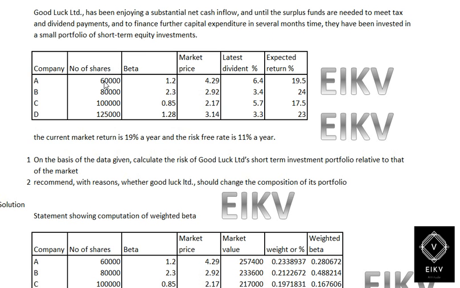So they have given the table containing the companies A, B, C, and D. Number of shares would be 60,000, 80,000, 1 lakh, and 1 lakh 25,000. Beta 1.2, 2.3, 0.8, and 1.28. Market price 4.9, 2.93, 2.17, and 3.17. Latest dividend in percentage would be 6.4, 3.4, 5.7 and 3.3. Expected return would be 19.5, 24, 17.5 and 23. The current market return is 19% a year and the risk-free rate would be 11%.